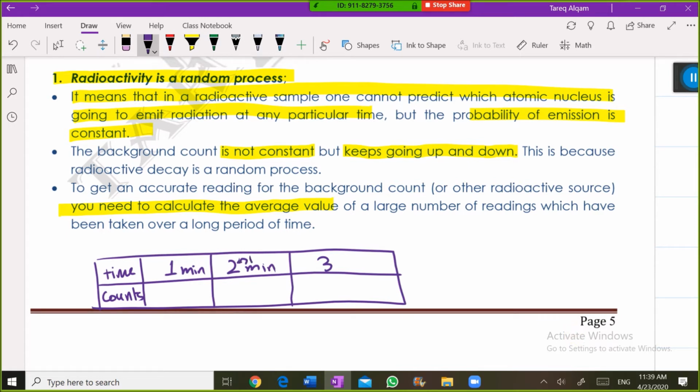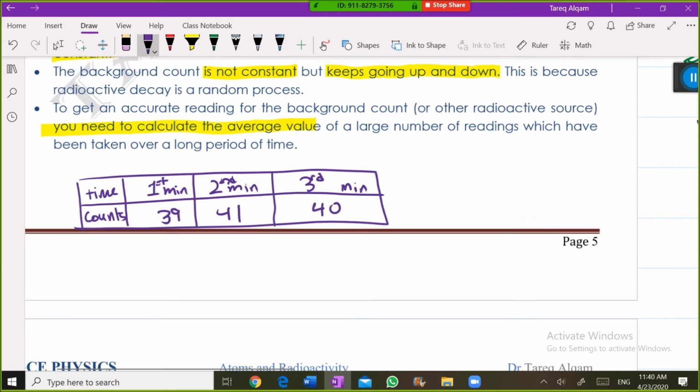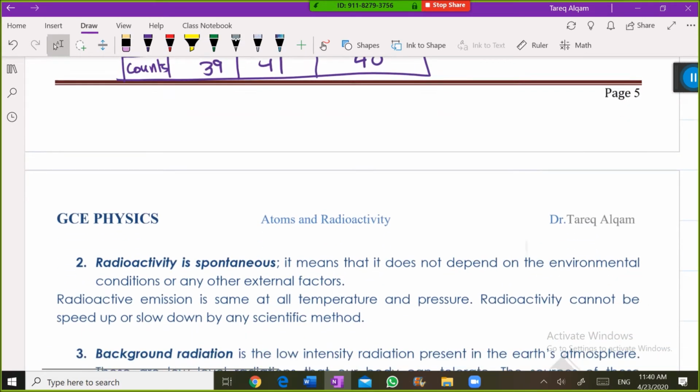Hours, seconds, minutes, it depends on your material, definitely. Here I may get, for example, 39, 41, 40 and so on. So this is called fluctuating, or slightly changing. So in order to find the counts, for example per minute, I have to take an average.